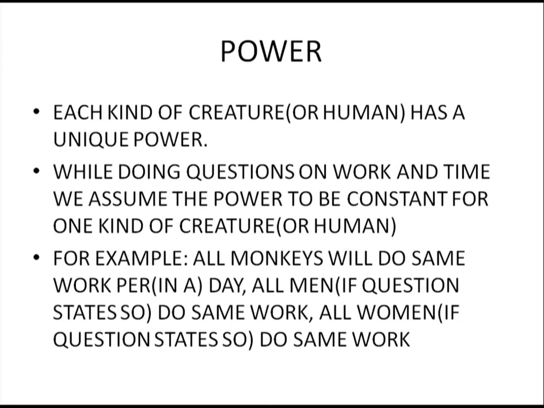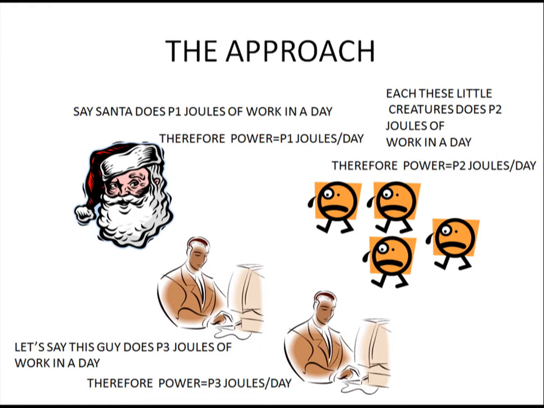Let's see how. We will have to make some assumptions while solving questions: that each kind of creature or human has a unique power, and the same kind of people have the same amount of power. These two are pretty obvious things which we do not often notice or acknowledge before solving questions, but it is important to understand, because if in any case one of the conditions is not satisfied, you will have to work it out again using some other methods or take into consideration the changes that occur. So we move on to the approach.